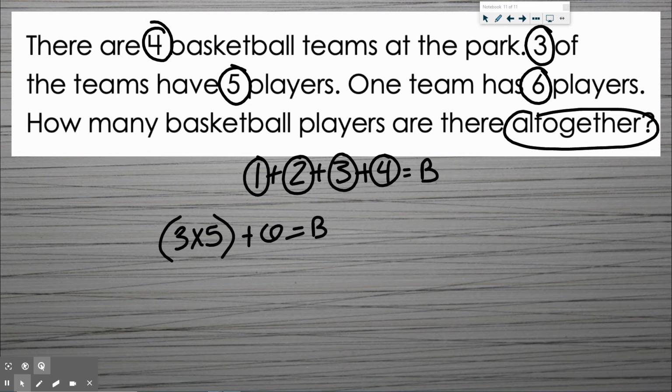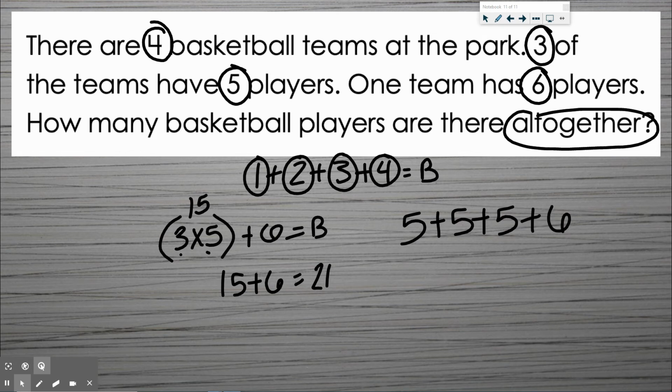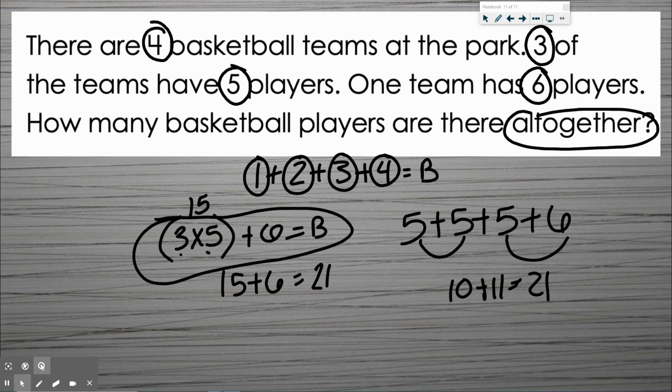So 3 teams with 5 each. 3 times 5 is 15. Then I added 15 plus 6, and that equals 21. There are 21 basketball players all together. So the way that I can check this is I could do 5 plus 5 plus 5 plus 6 longhand. So there's 10 and 11, and that is 21. So remember, our goal was to write it with the parentheses.